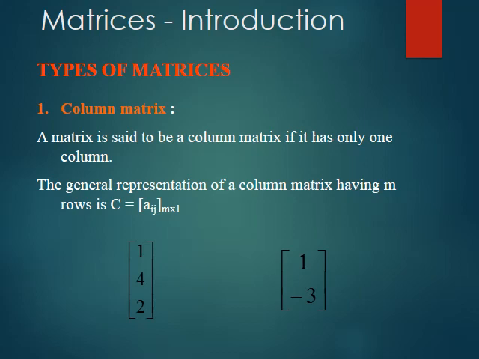A matrix is said to be column matrix if it has only one column. For example, 1, 4, 2. So there are 3 elements in the one column. In second matrix, 1 and -3. There are 2 elements in one column. So a column matrix is a matrix which has only one column but any number of rows. In general, we can describe a column matrix as a matrix Aij with order m cross 1, where m is the number of rows.